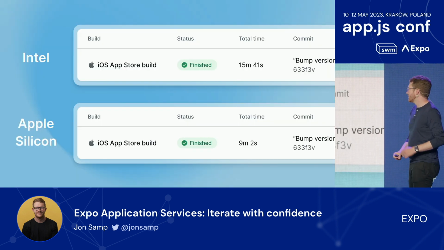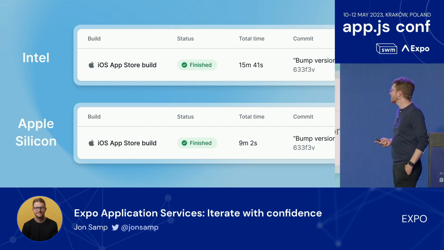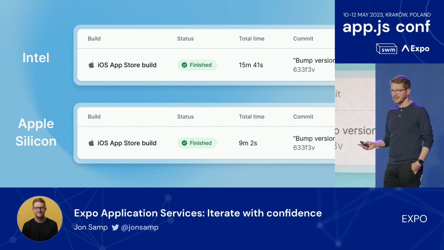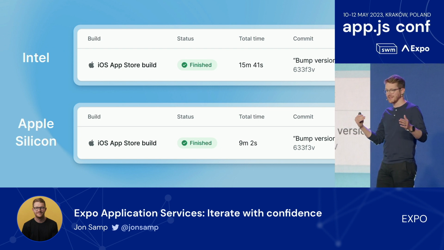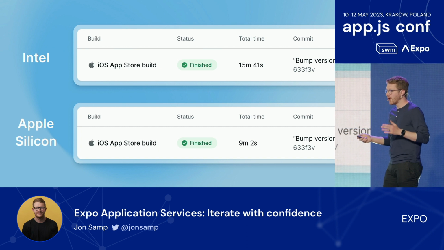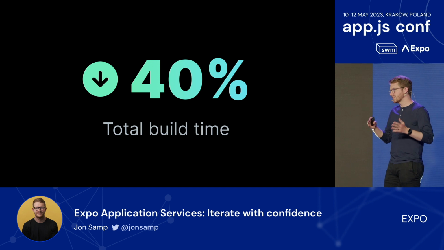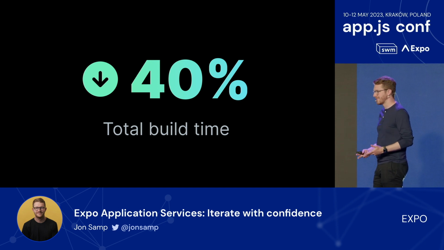Here is an example of a build that we made. The first one took about 15 minutes and 41 seconds to run on Intel, and the exact same build on Apple Silicon took 9 minutes and 2 seconds. We were really thrilled with this, and so we started asking people on Twitter if they could send us their Intel to Apple Silicon times. And we found that on average, this resulted in 40% total less build time for developers. This is just awesome. It's so much better to build faster.